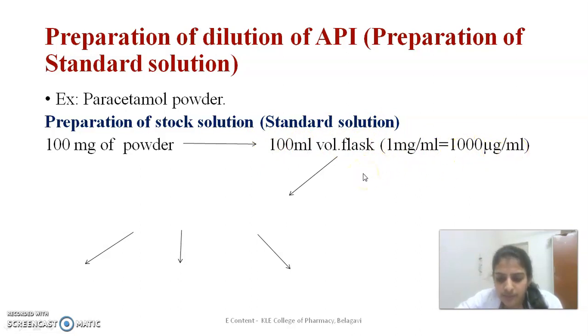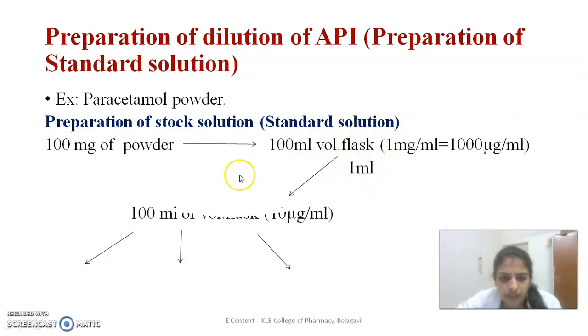Next, we are making the first dilution. For that, from the stock solution volumetric flask, we pipette 1 ml of the solution into a 100 ml volumetric flask, and we make up the volume with the same solvent of the stock solution. So, the concentration of this is 10 microgram per ml. For the sophisticated machineries like HPLC and UV, we are using very minute quantities, as I told earlier. A 10 microgram per ml solution, or a concentration below that, is necessary for those machineries.